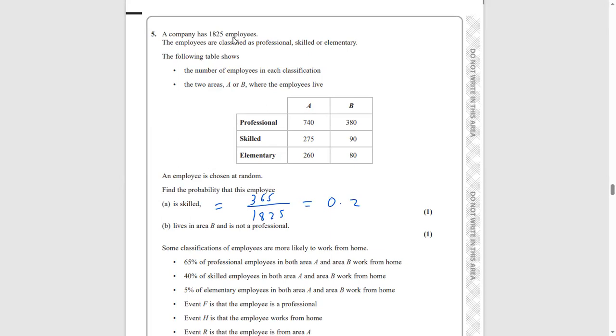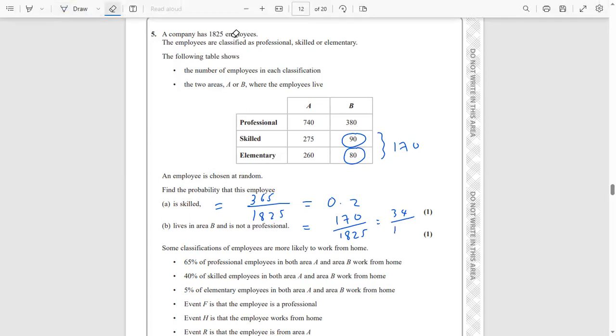How many people in area B are not professional? We've got 90 who are skilled and 80 elementary, so 170 people who live in area B who are not professional. So the probability is going to be 170 out of 1,825. Let's put this on the calculator and see if we get a nice number. Not really. It simplifies to 34 over 365 if you want to write that, but you don't have to. You can just write the original fraction. So that would be part B.